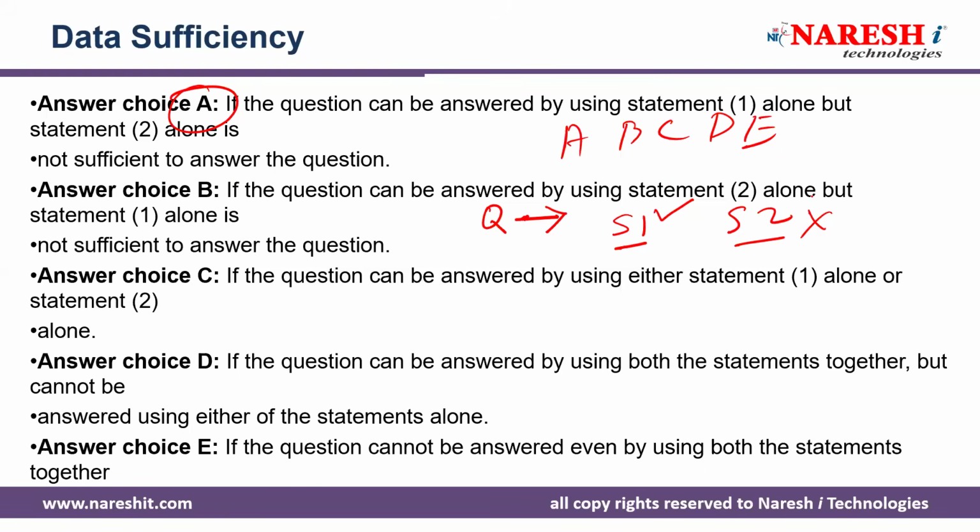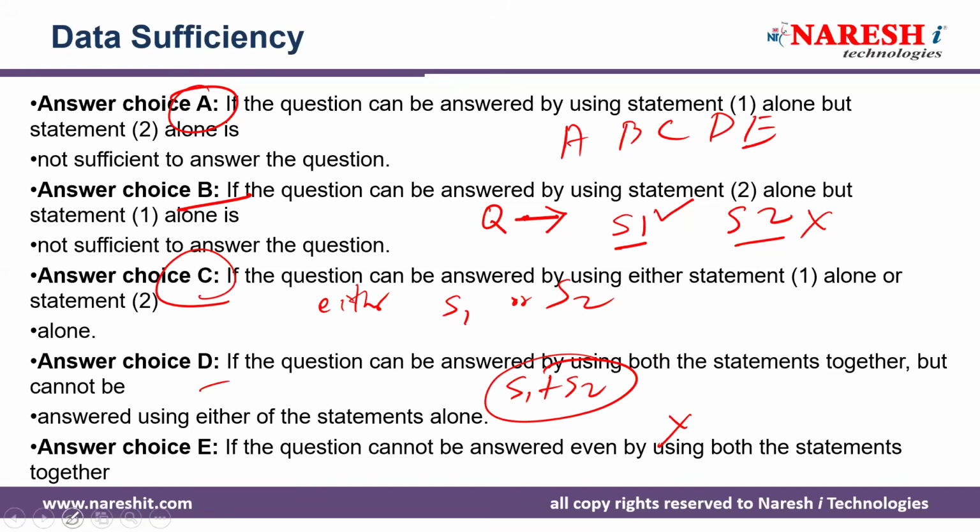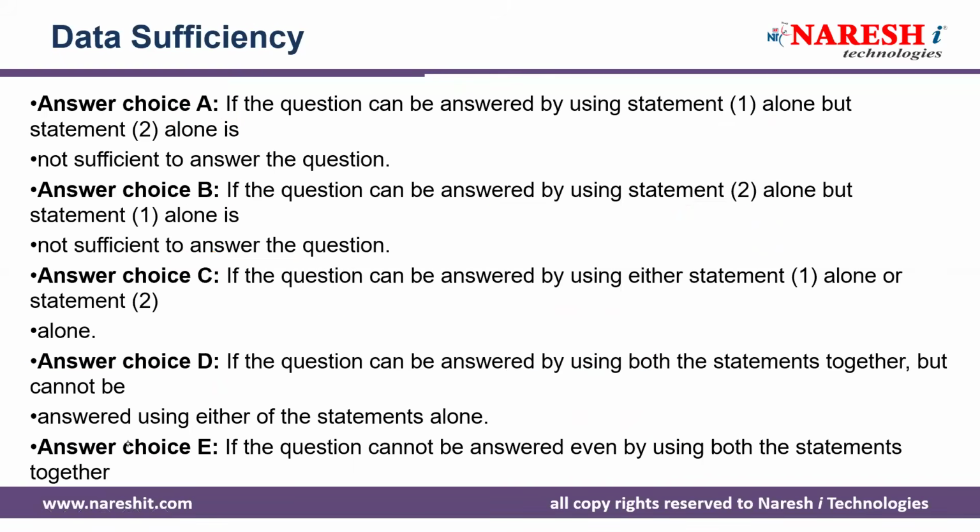If statement 2 is sufficient and statement 1 is not sufficient, then choice B. If statement 1 or statement 2, both individually enough, that is either case, either S1 or S2 sufficient, then C. D: statement 1 and statement 2 both depend on each other. Individually cannot find the answer, they depend on each other. Then choice D. E: even if you combine both the statements, you're not able to find the answer to the question. Everyone take a screenshot of these 5 options so that you will answer the question depending on these 5 options.